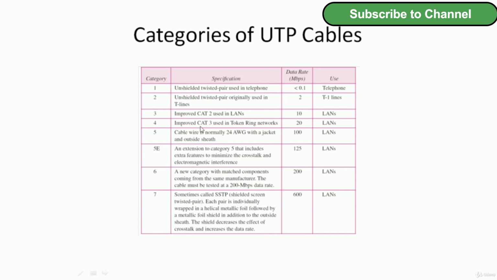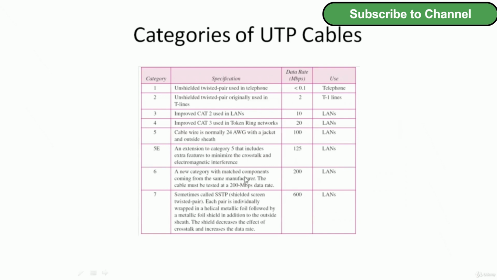Category 4, improved CAT3 used in token ring networks. The data rate is 20, used in LANs. Similarly, category 5, cable wire is normally 24 gauge with the jacket and outside sheath. 100 Mbps the data rate is there and used in the LANs. Then 5E, extension of the category 5, data rate is 125 and used in LANs, which minimizes the crosstalk and electromagnetic interference.